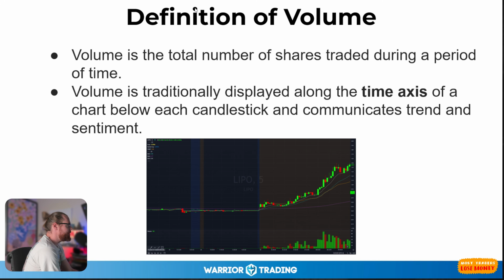So we're going to start with the definition of volume. Most of you probably know what volume is. Volume is the total number of shares traded during a period of time. So volume is traditionally displayed along the time axis of a chart below each candlestick, and it communicates trend and sentiment. So right down here is where the volume is displayed on this chart.